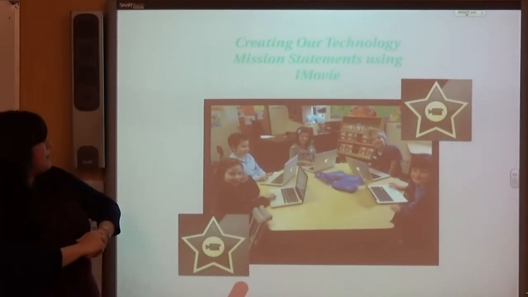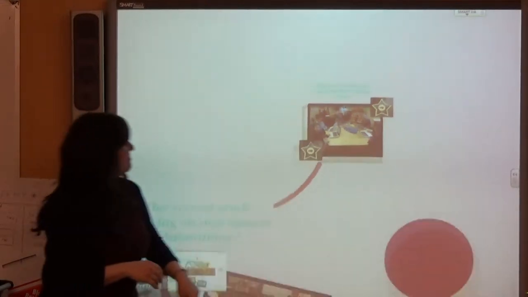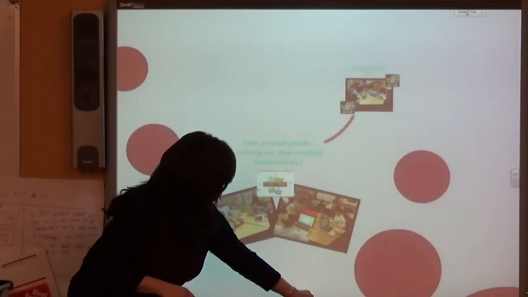Okay, here's a picture of our mission statements that we were creating. We did pure mission statements with partners in some of the classes.